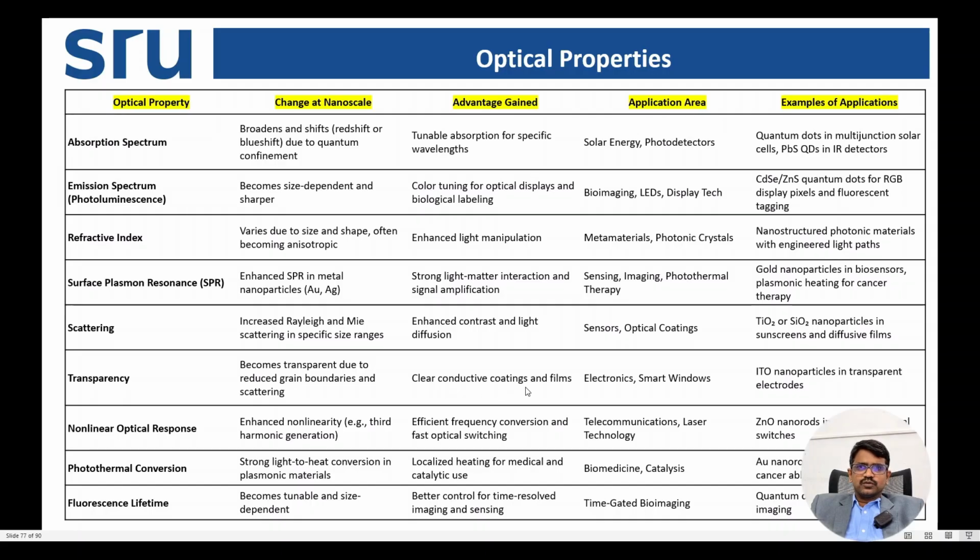Clear conductive coatings and films. Applications: electronics, smart windows. Examples: ITO, indium tin oxide nanoparticles in transparent electrodes. For example, we make ITOs and FTOs. So it is transparent and also conductive. Then nonlinear optical response applications, photothermal conversion applications, and also fluorescence lifetime applications. So just go through all this.